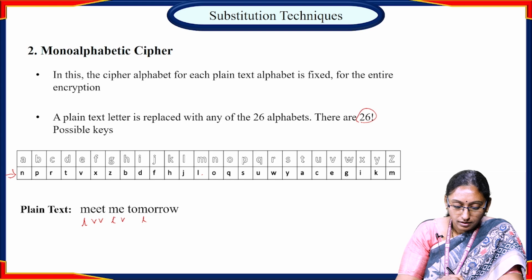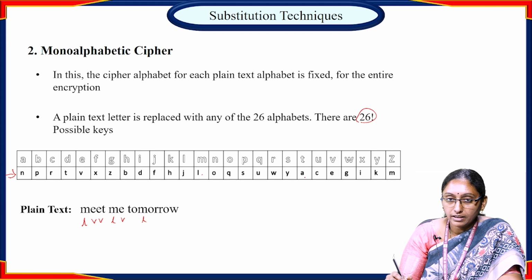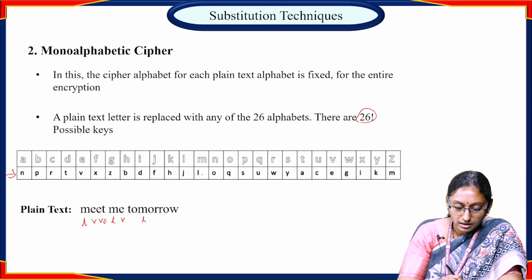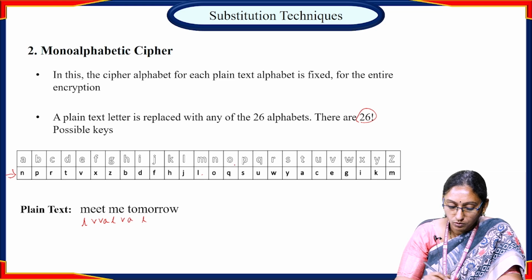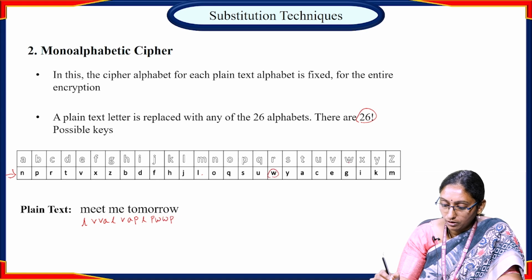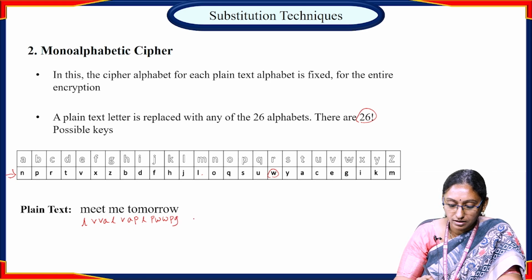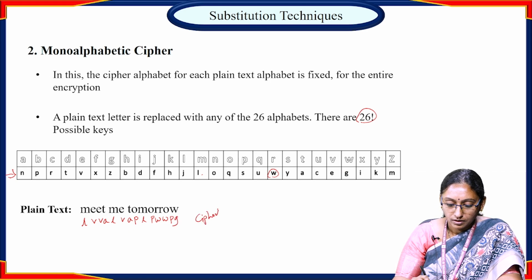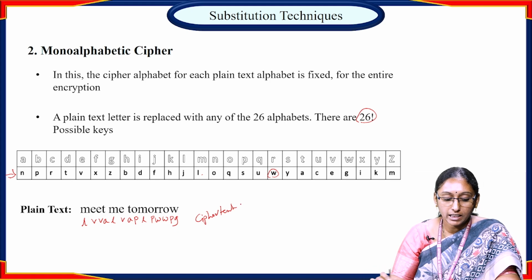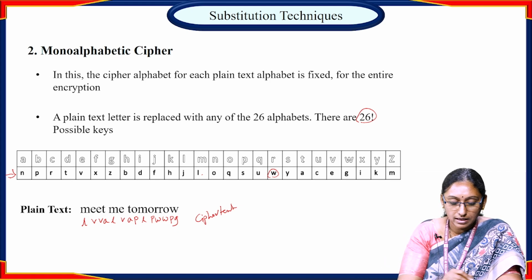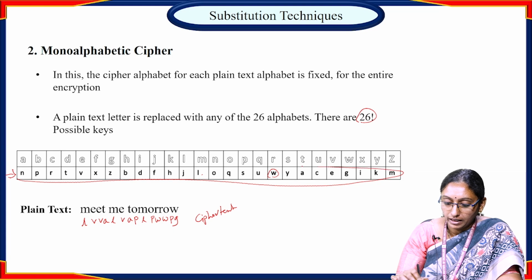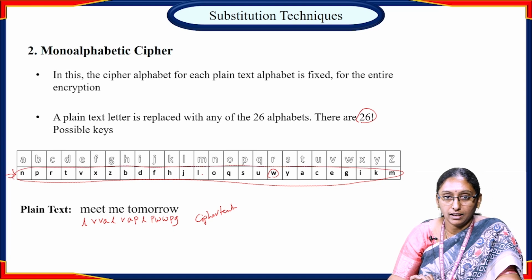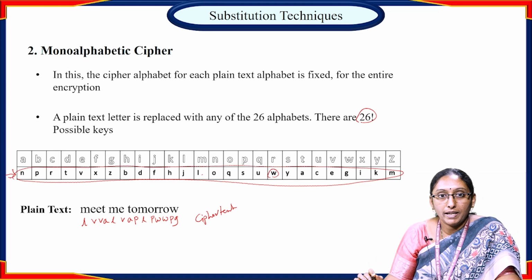Next, T. The fixed ciphertext letter I have chosen is A. T is replaced with A. And for O, it is P. For R, W. For O, P. W is G. So, this is my ciphertext of the given plain text using monoalphabetic. Okay, so this is the key. In my conversion, I have used this as a key. It may vary, depending on the user's choice.